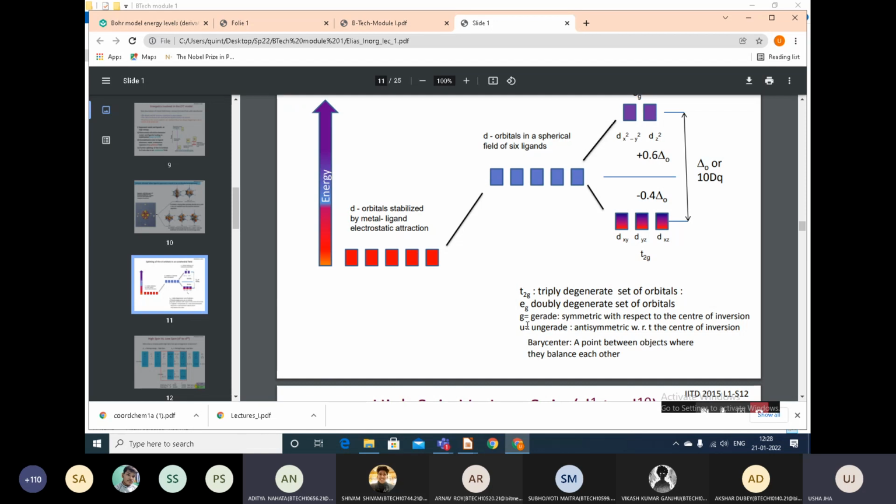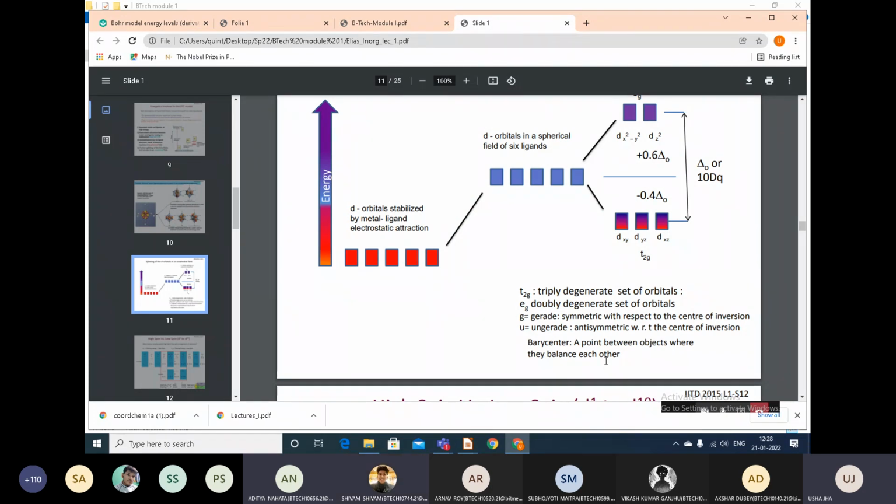Suffice to remember, G is gerade, that means symmetric with respect to the center of inversion, and U is ungerade, antisymmetric with respect to the center of inversion. And the term barycenter is a point between objects where they balance each other.